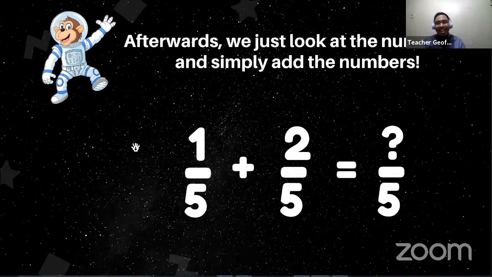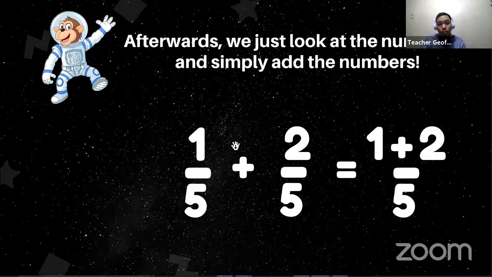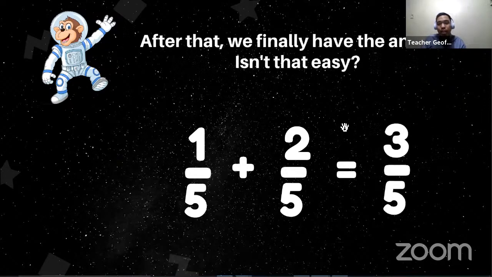That's right, Maria Leia. 1 plus 2 is equal to 3. Now, as mentioned, we just copy the fraction bar and the denominator. So that means the final answer will be what? Yes, it will just be 3/5. Monkey tells us, after that, we finally have the answer. Isn't that easy? Yes, Monkey. It's actually really quite easy.